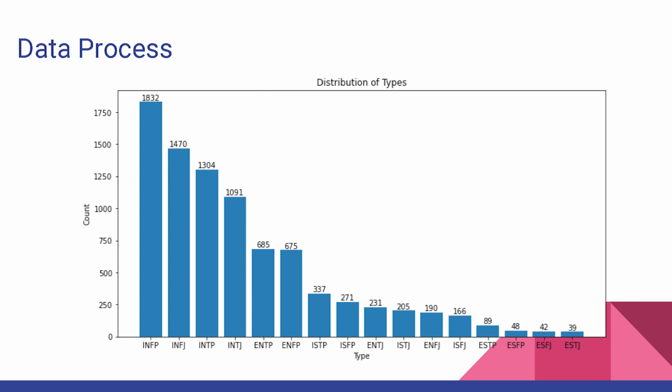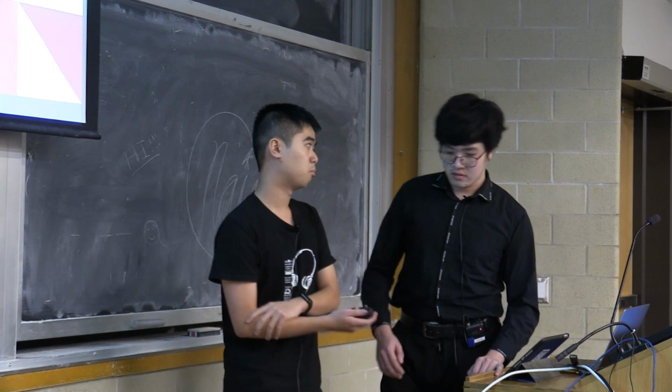As you can see from the graph, our raw database is highly biased. To resolve the problem, we introduce oversampling by shuffling around the posters according to their personality types. Now it comes to our model.